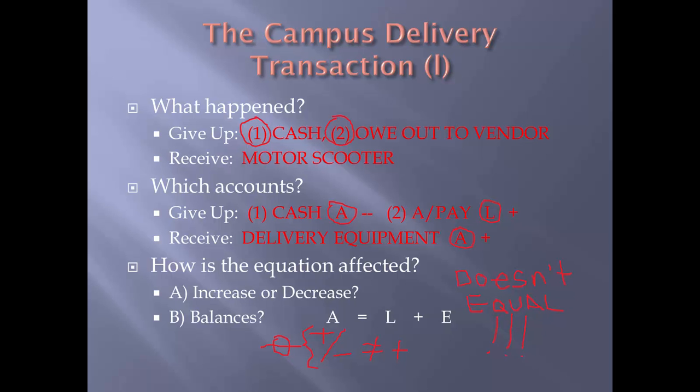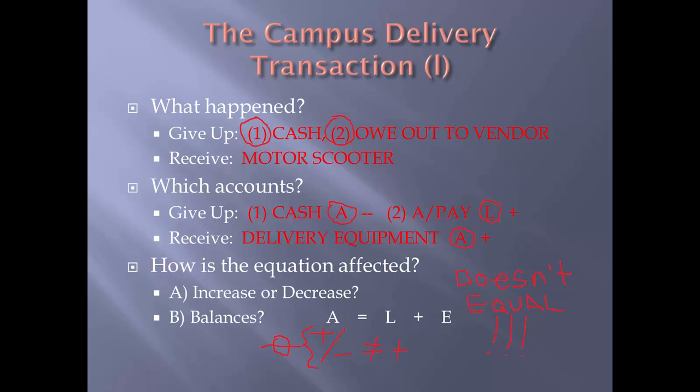Okay? So here I have to put both things that I'm giving up. I'm giving up some cash, and I'm also giving up the fact that I owe out to the vendor some amount. I'm receiving one thing, which is a motor scooter.